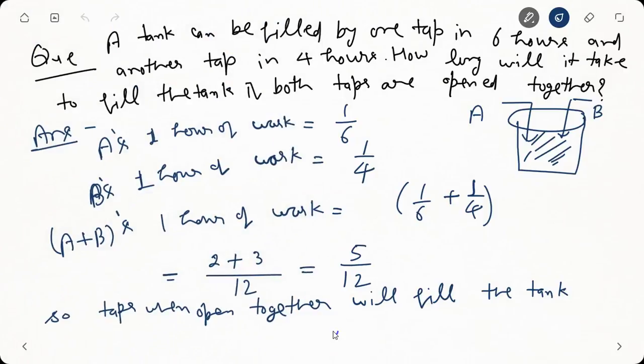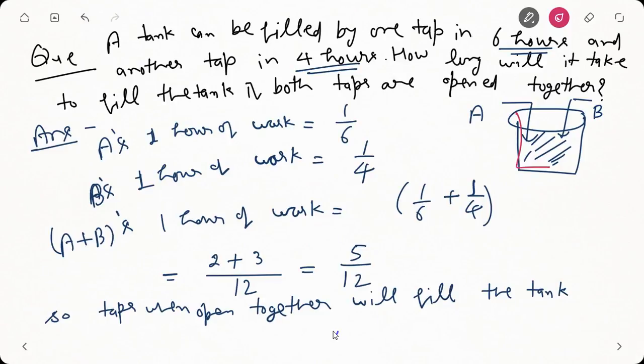So the example is given as: there is a tank A which can be filled by one tap in 6 hours, and there is another tap which can fill it in 4 hours. So if both taps are open, how much time will they take to fill the tank? So this is the question.